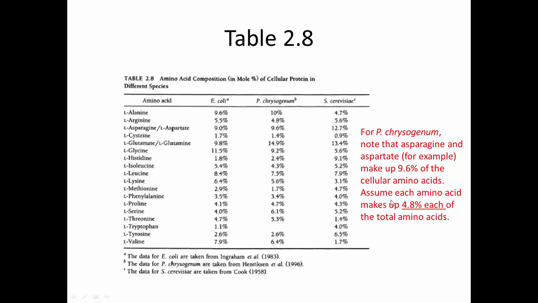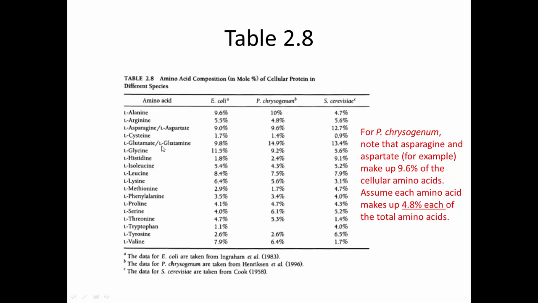So you can assume, and this is probably a little clearer than what I said before, that each amino acid, so asparagine and aspartate, makes up 4.8% each of the total amino acids. So asparagine is 4.8% of the total amino acids in protein for Penicillium chrysogenum. Aspartate is 4.8% of the amino acids in Penicillium chrysogenum.